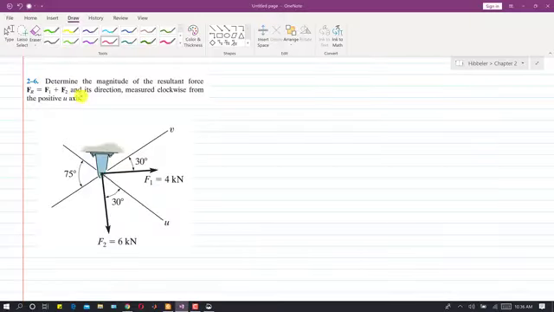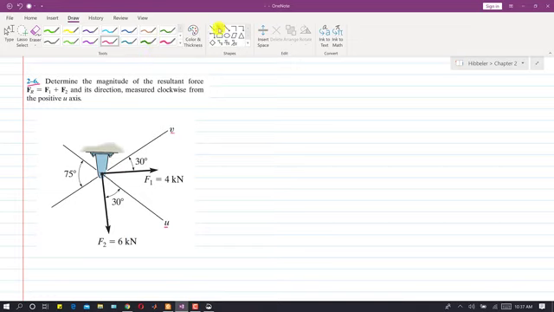I am going to solve this problem 2.6. In this problem, it is said to determine the magnitude of the resultant force and its direction measured clockwise from the positive u-axis. So in this diagram we have this u-axis and this v-axis, and we are required to find the resultant of these two forces with such orientation, and we are also asked to find the angle of the resultant with this u-axis, and that angle should be measured in the clockwise direction.